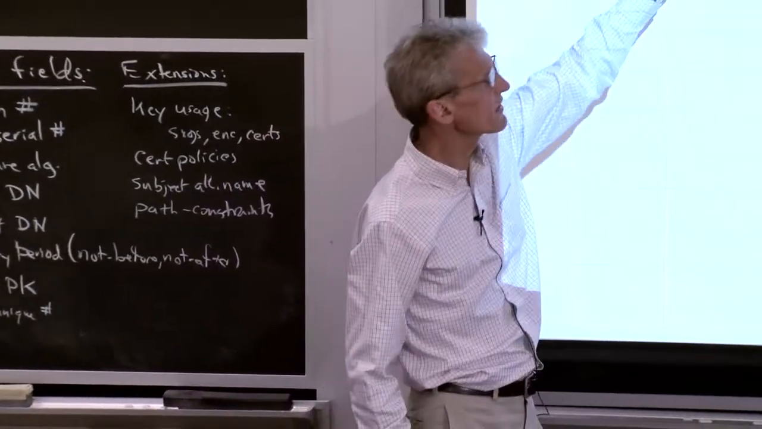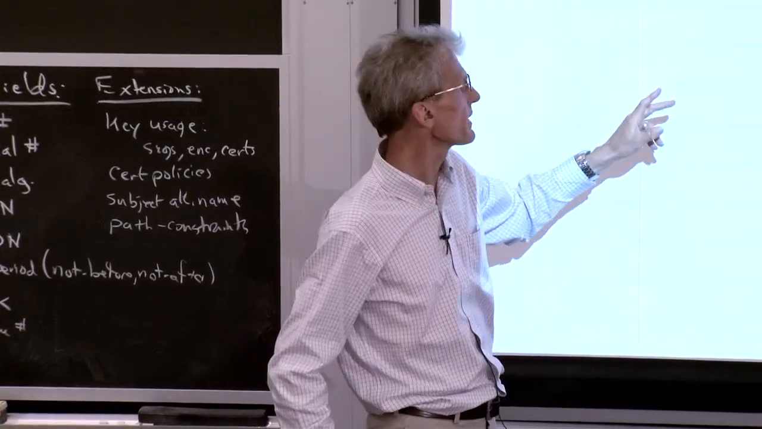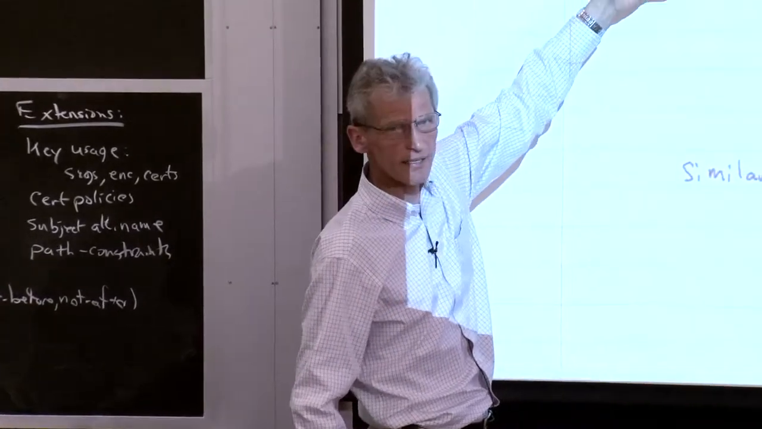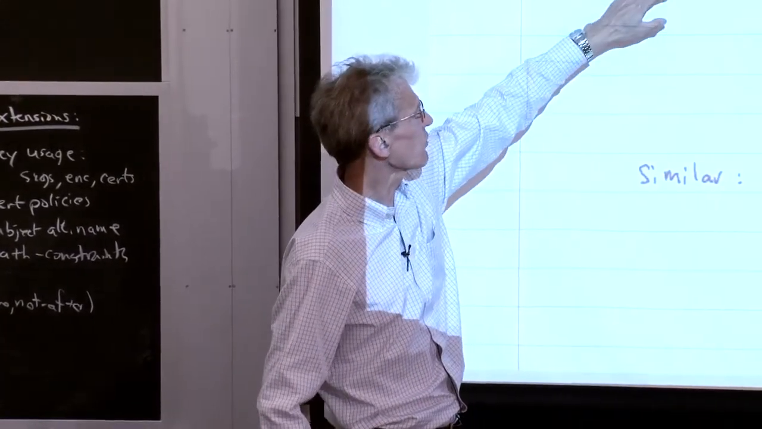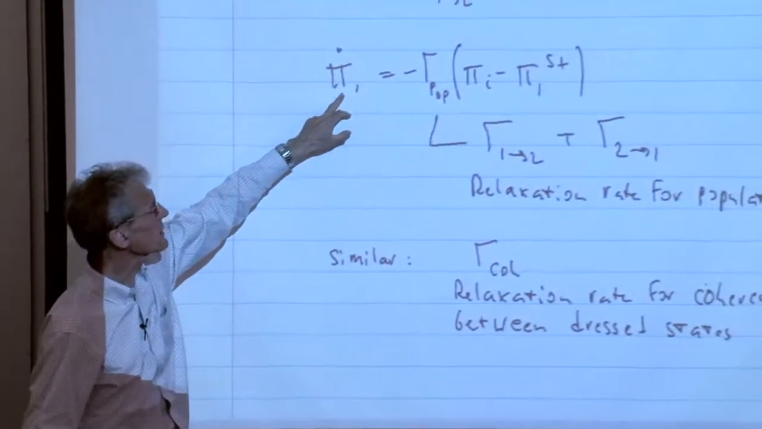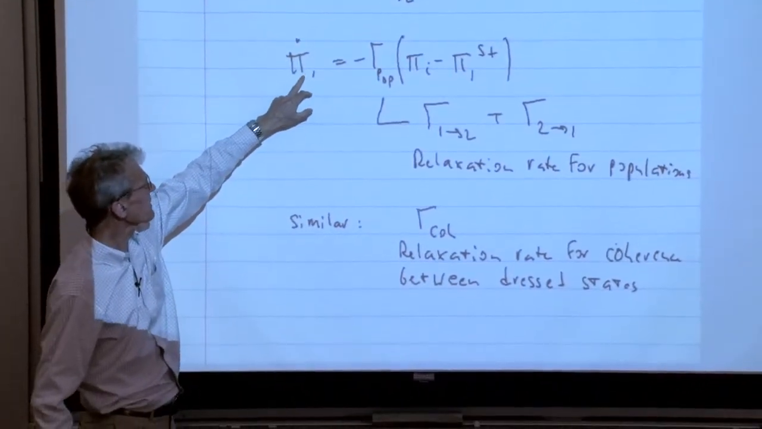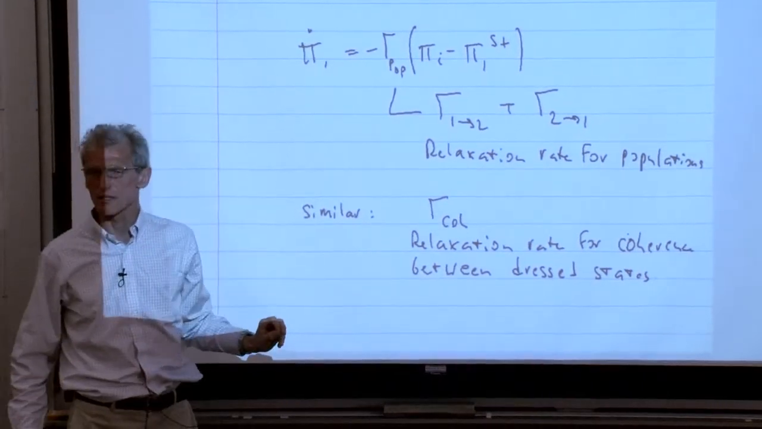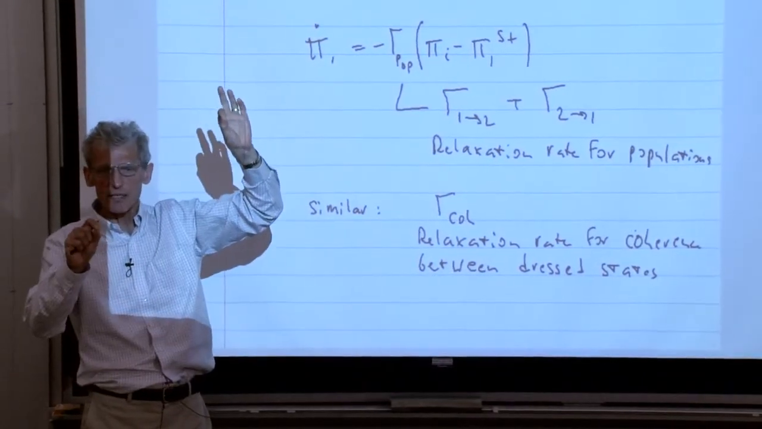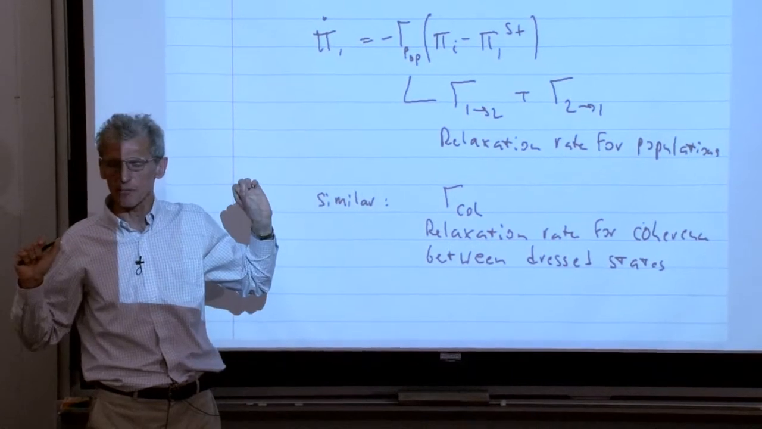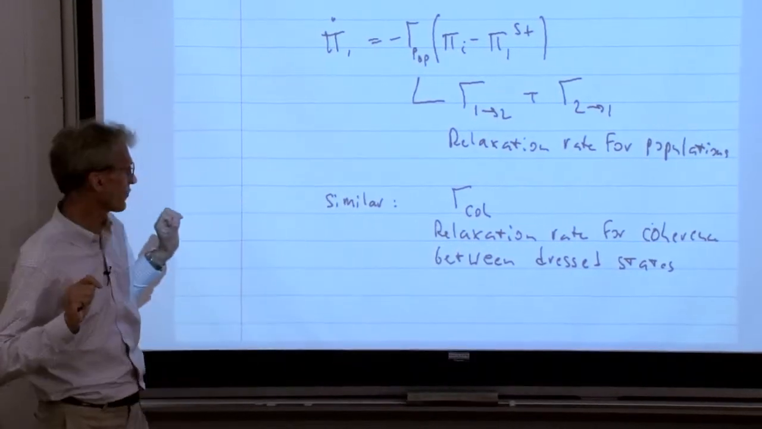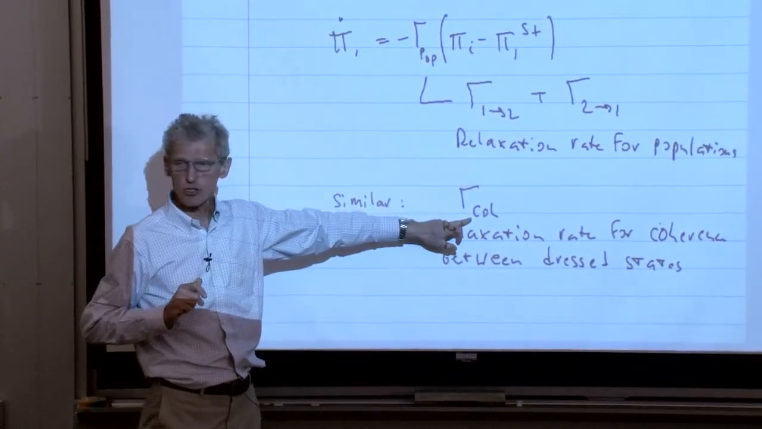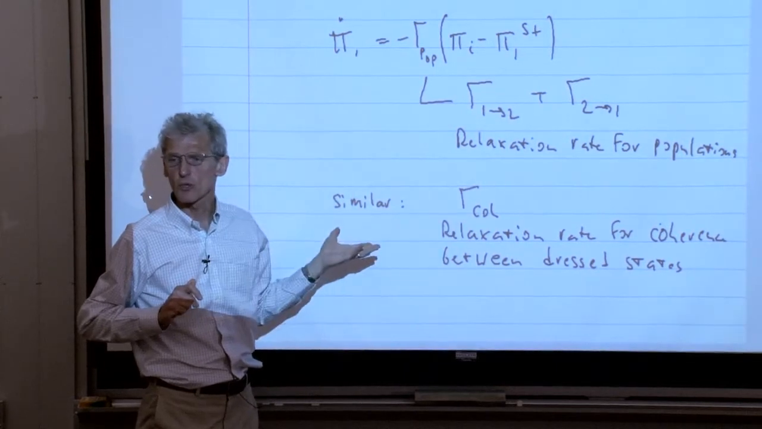Okay, I'm not doing it here because it's a little bit more complicated, but you can also rewrite for the dressed atom picture what happens. You can rewrite those equations in a way that describes not what happens to the populations, but what happens to the coherences, to the off-diagonal matrix elements formulated in the dressed state basis. And what you find is a correlation time, a relaxation time for the coherences.